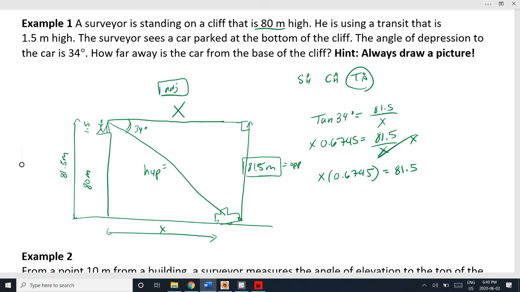Now to solve for x, we just have to divide out both sides by this decimal to cancel it on this side. And let's divide it out here, 7.45. So it's going to cancel it here, and we're going to get x is equal to 81.5 over 0.6745. And let's just plug that into our calculator to figure out what x is.